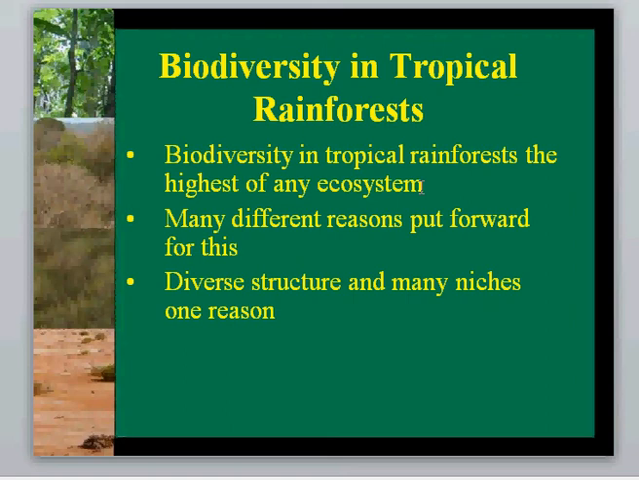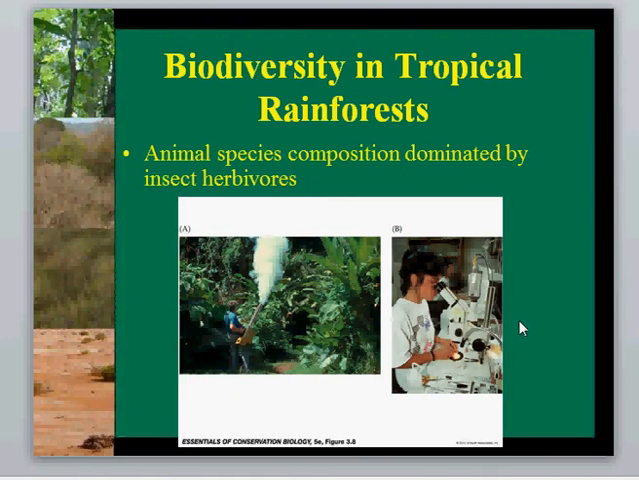The prize for biodiversity in a tropical rainforest is not actually taken by the primary producers. The primary producers, or the plants, may dominate the forest in terms of biomass, but it's actually an animal taxa which dominates the diversity of these tropical rainforests, and those are the insects. There are far more species of insects in a tropical rainforest than there are species of plants.